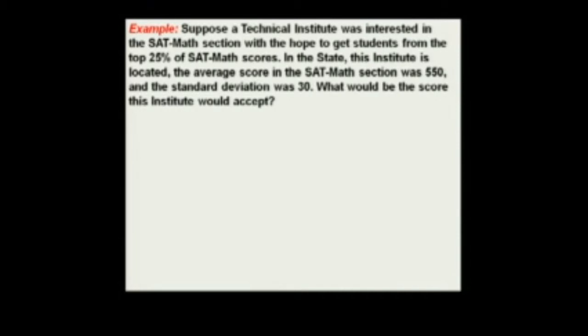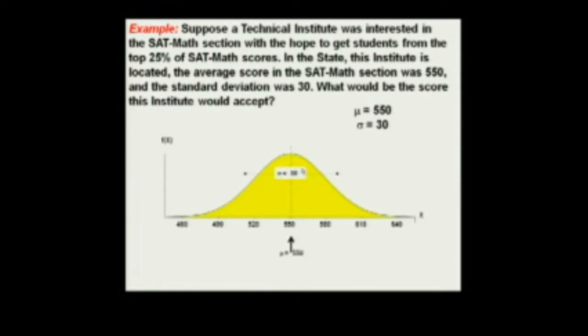So in the state this institute is located, the average score in the SAT math section was 550 and the standard deviation was 30. And the question is, what would be the score this institute would accept? Now keep in mind that this institute will take the top 25%. And once again, we sketch the normal distribution, as you can see here, with well-identified mean value and standard deviation. And once we do that, we start looking at the top 25%.